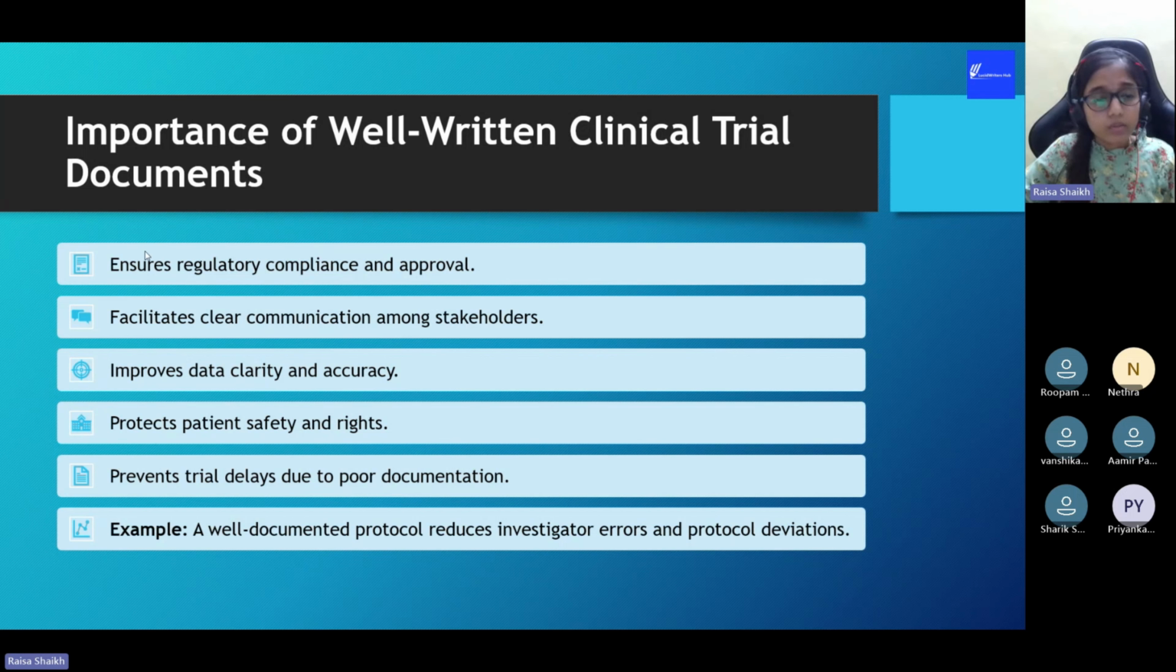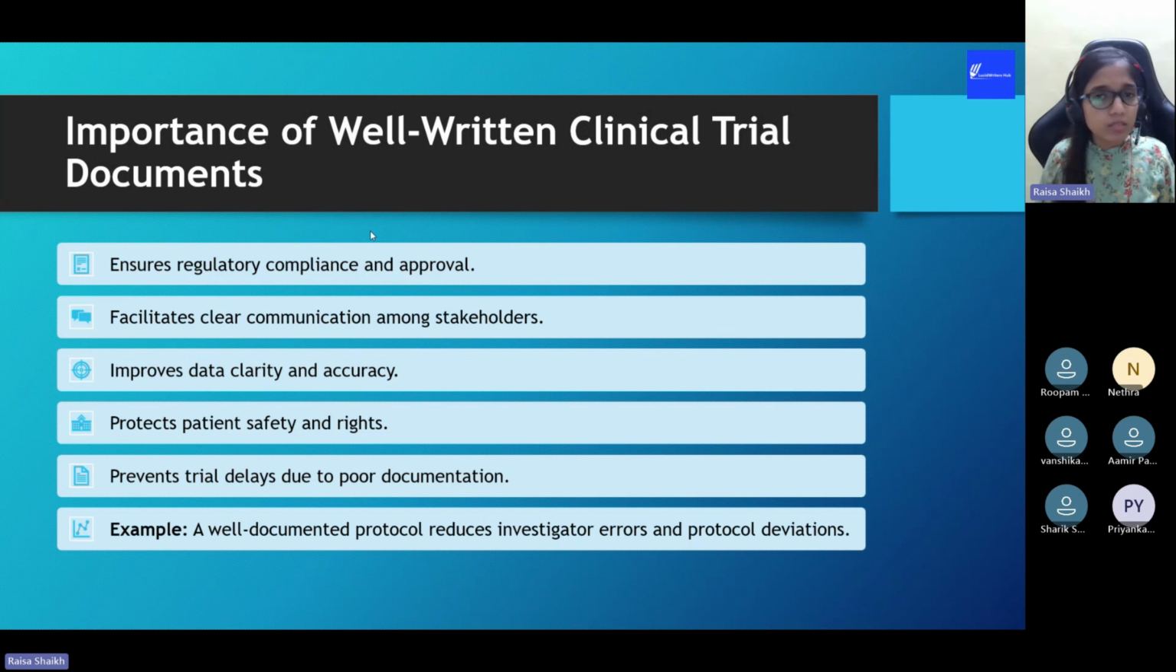Then, okay, so importance of well-written clinical trial documents. Next point is that it prevents trial delays due to poor documentation. This is one main thing. Just like my first example, if there is a minor error in the protocol, which is not even an error, but which has multiple interpretations of the same statement, even if two interpretations, then we may have to update the protocol based on the complexity of that statement, and we may have to create a new version. And based on what kind of update it is, sometimes we even have to take approval from the regulatory authority again. So we will have to amend the protocol just for this minor mistake.